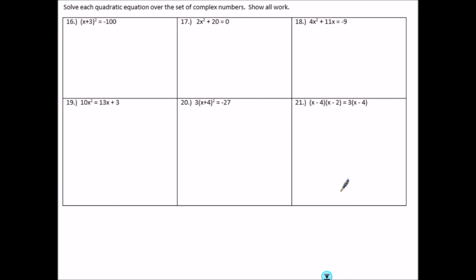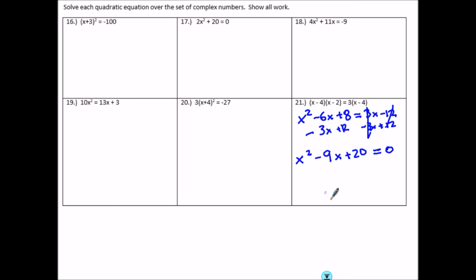But before I start combining like terms, what I need to do is expand everything out. So on the left side, I'm multiplying x - 4 times x - 2, which is x² - 6x + 8. And on the right side, 3 times x - 4 is 3x - 12. Add 12 to both sides, minus 3x to both sides. So we're left with x² - 9x + 20 = 0.